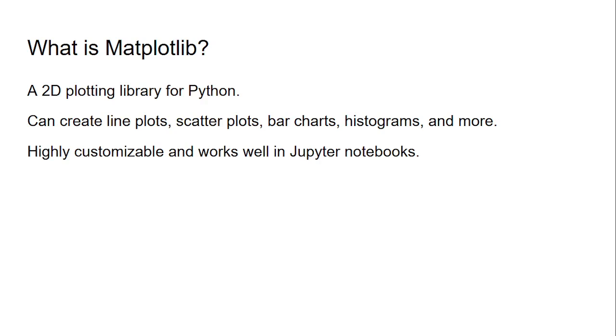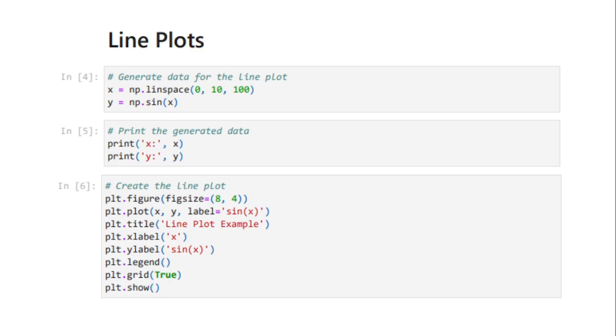Matplotlib is a 2D plotting library for Python. We create visualizations which include line plots, scatter plots, bar charts, histograms, and more. It is highly customizable and works well in Jupyter notebooks. For example, we can plot a line plot.